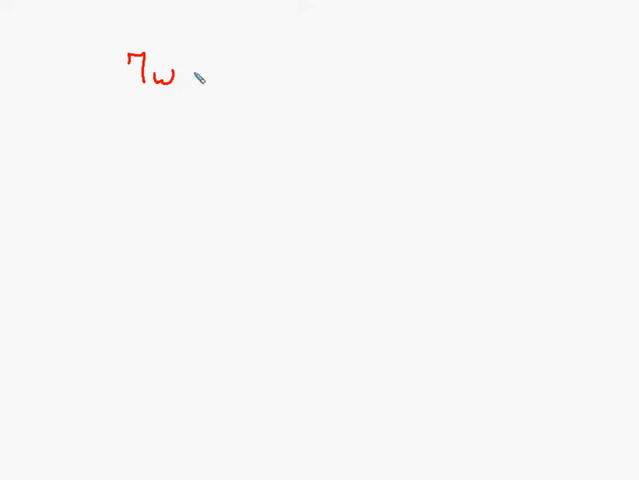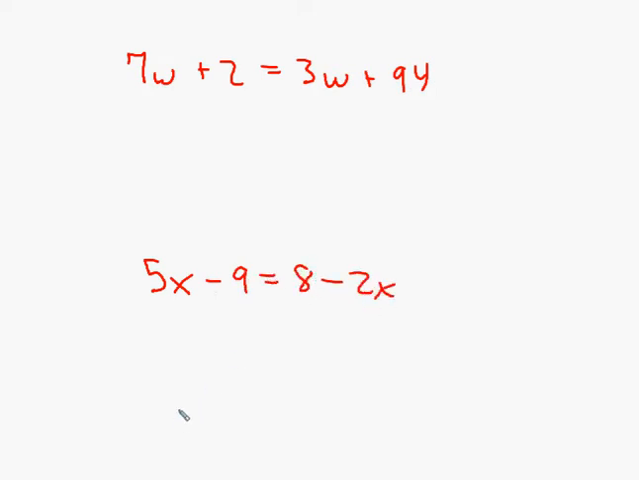Let's say we have 7w plus 2 equals 3w plus 94. And let's say we have 5x minus 9 equals 8 minus 2x. And we're solving, of course, for w, solve for x. But then after this, we'll do maybe 2 more examples, and then we'll just be done with this for today. We'll review for our quiz.